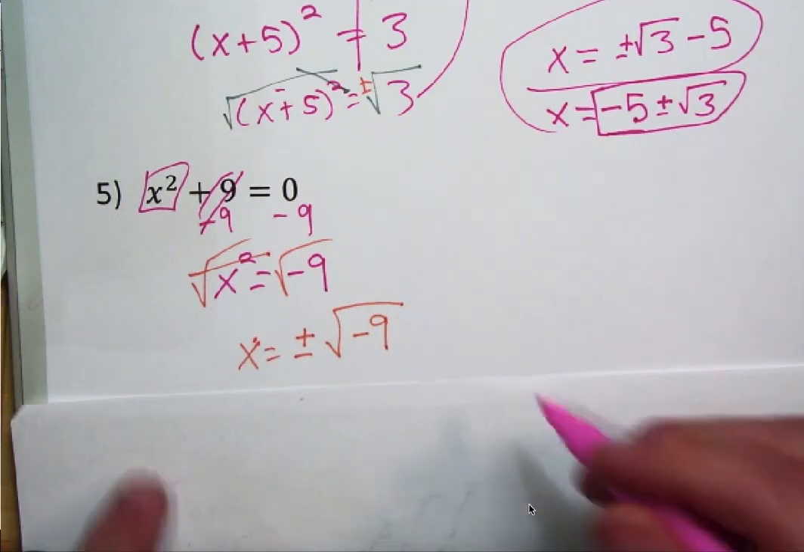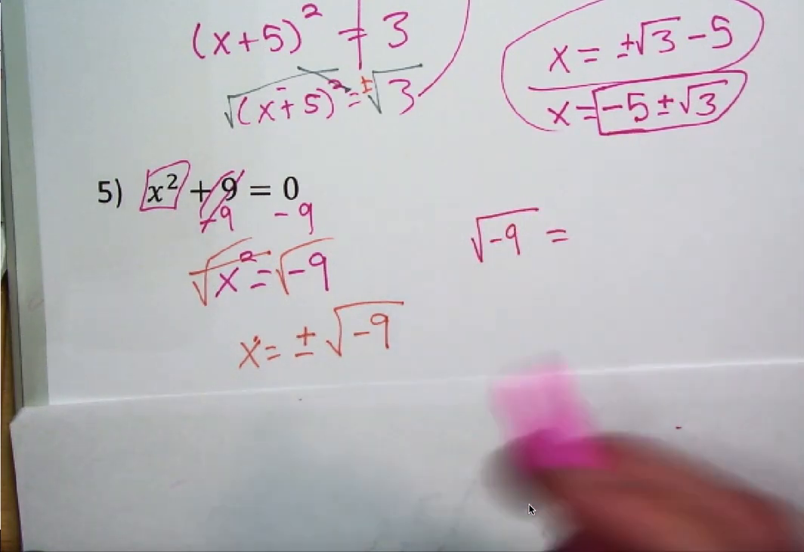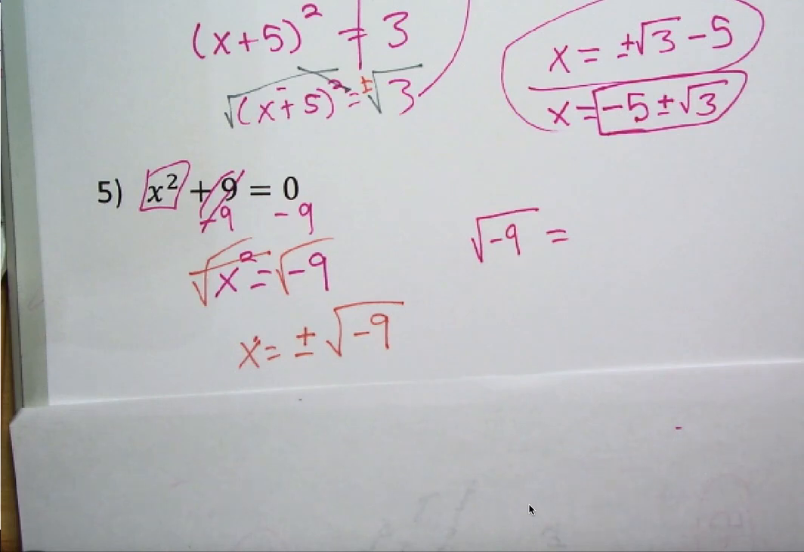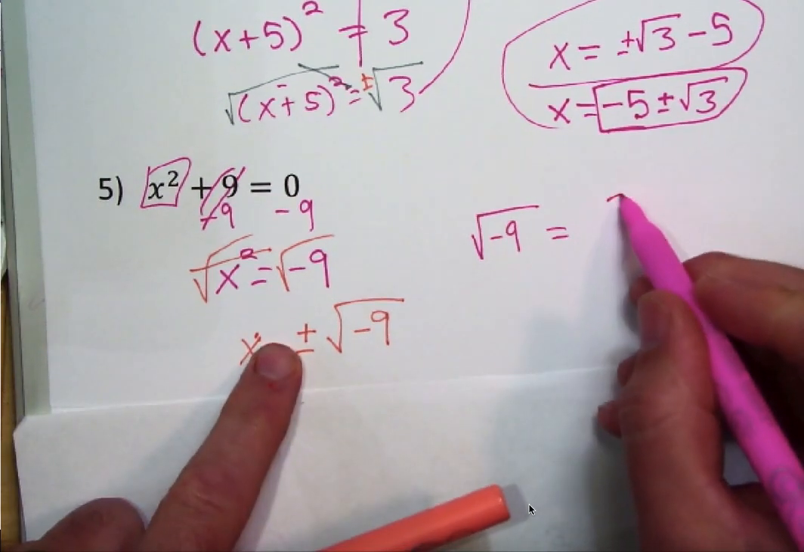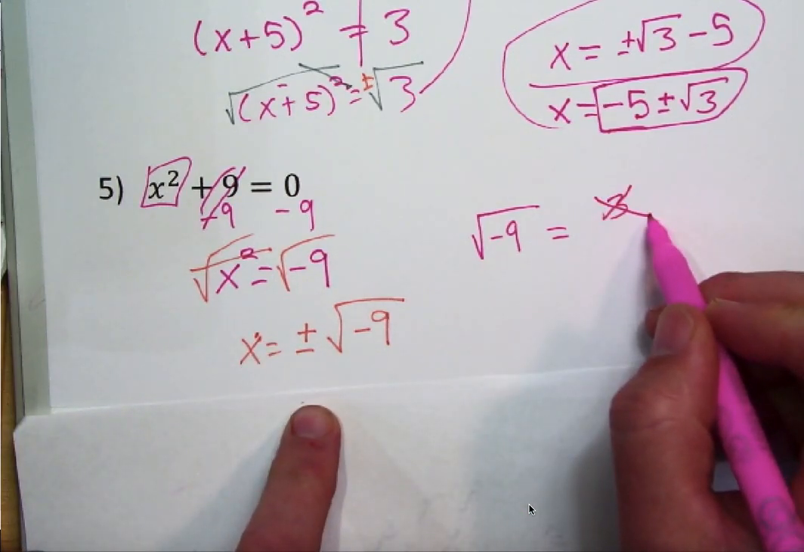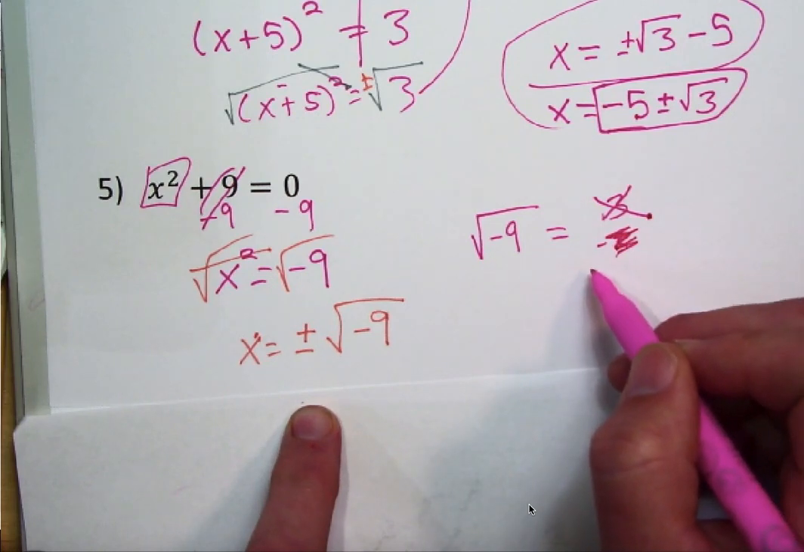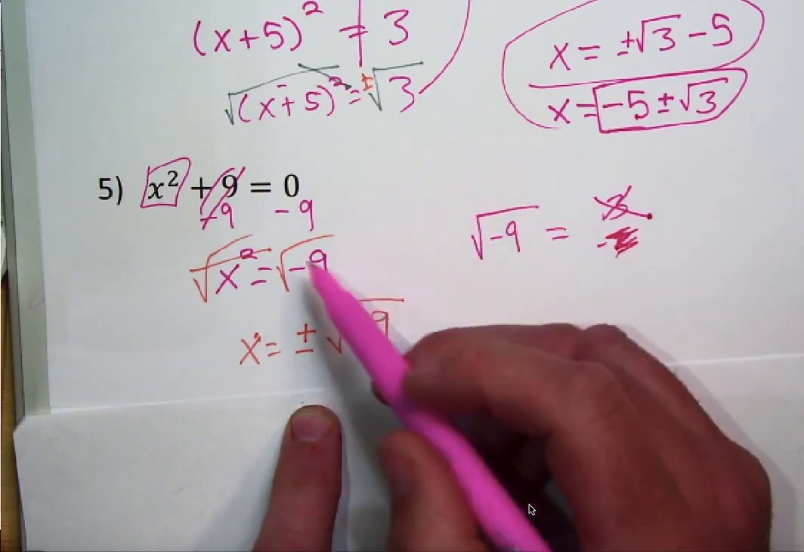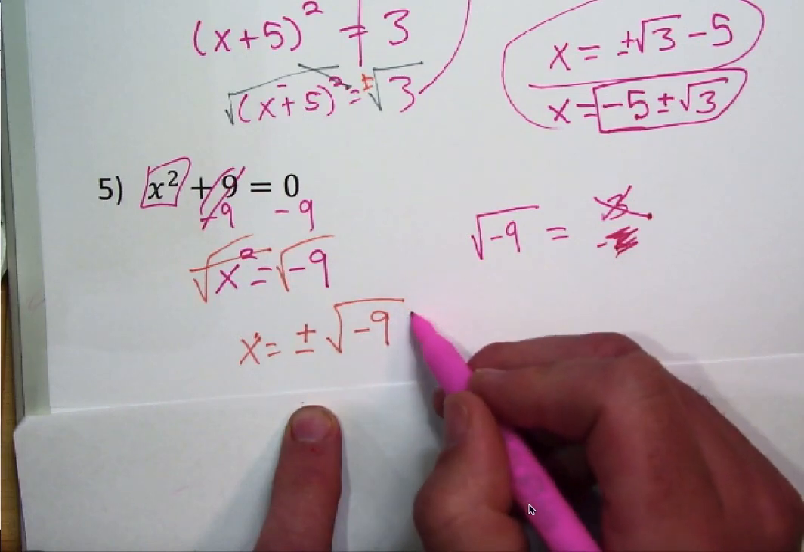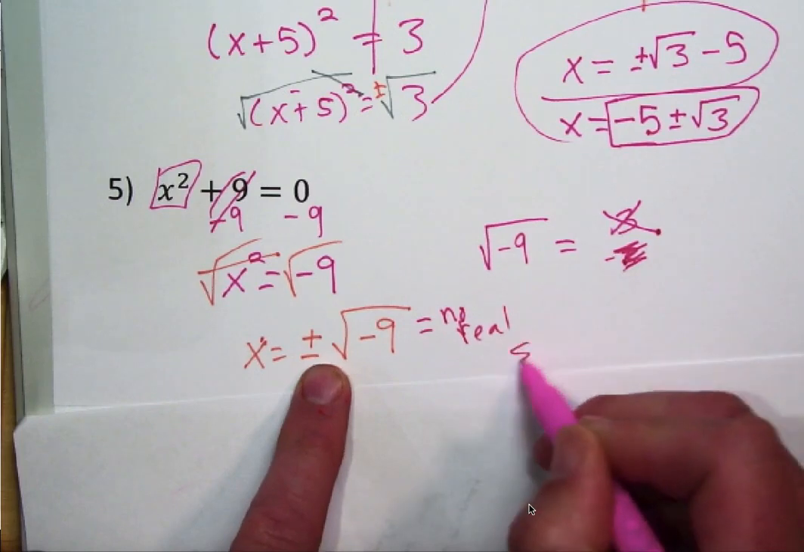Okay. Well, what is the square root of negative 9? What does that equal? Is it 3? Does 3 times 3 equal negative 9? No. Is it negative 3? Does negative 3 times negative 3 equal negative 9? No. So, well, this actually has no real solution.